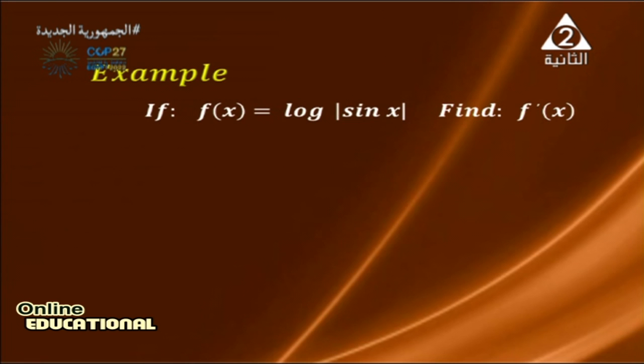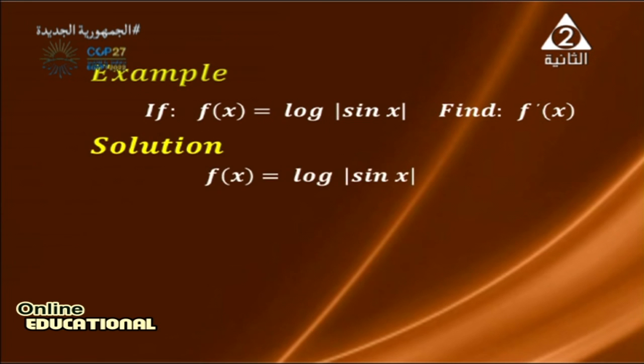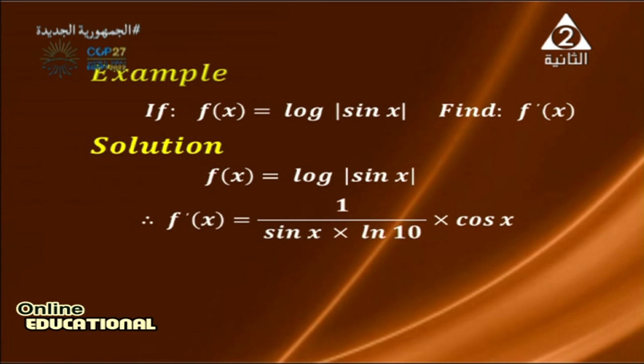Another example. If f of x equals log absolute sine x, find f dash x. The derivative f dash equals 1 over sine x multiply ln 10, where 10 is the base of the log, multiply the derivative of sine x, which is cosine x. F dash x equals 1 over sine x ln 10 multiply cosine x.